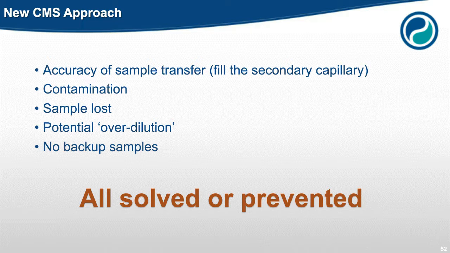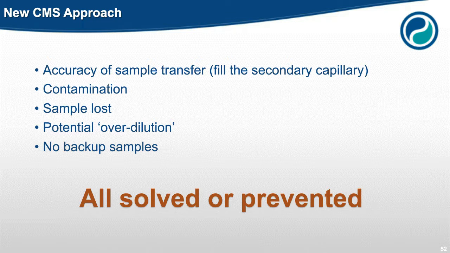By using this approach, using the same amount of 32 microliters of whole blood, we can have at least one backup sample, and that can be used to overcome the potential overdilution or contamination issue during sample analysis. So this solves a lot of problems that can be caused by the regular capillary method.